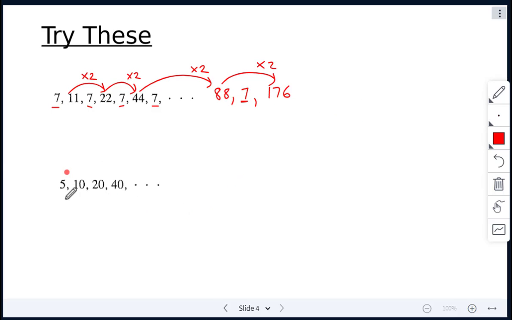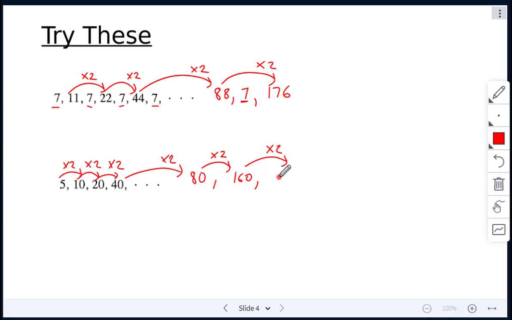This one here should be pretty easy. We're just multiplying by 2 each time: 5 times 2, then 10 times 2, 20 times 2. So our next three numbers: 40 times 2 gives me 80. Then 80 times 2 gives me 160. And then multiply that again by 2, and that gives me 320.